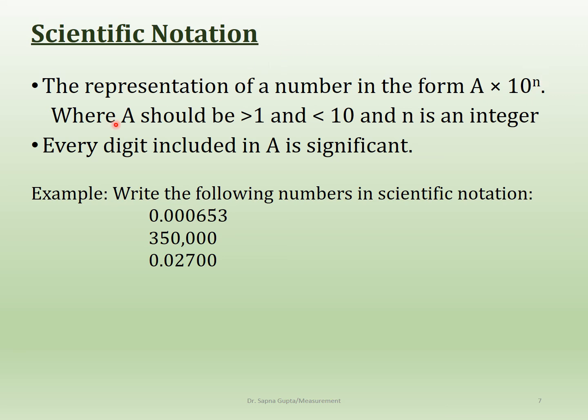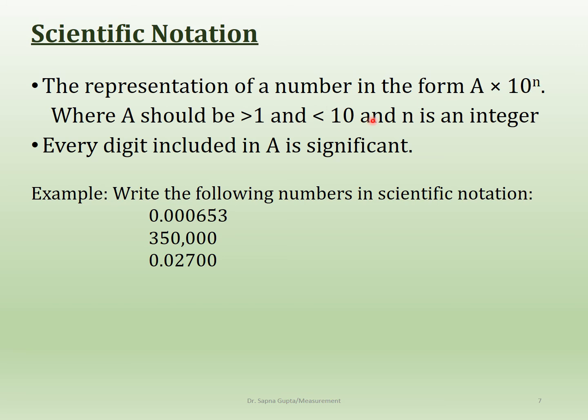But A here is a very specific number. Specific meaning it should be greater than 1 and less than 10. If it is more than 10, then the extra factor of 10 has to be moved into the 10 to the power of something. So if it is more than 10, there's going to be one more in the exponent here. If it is less than 1, then it will be one less in the exponent over here.